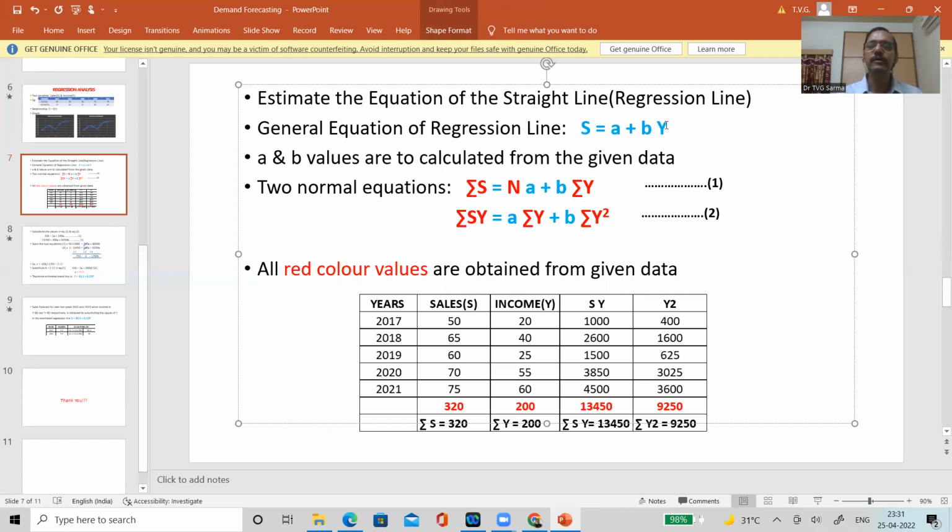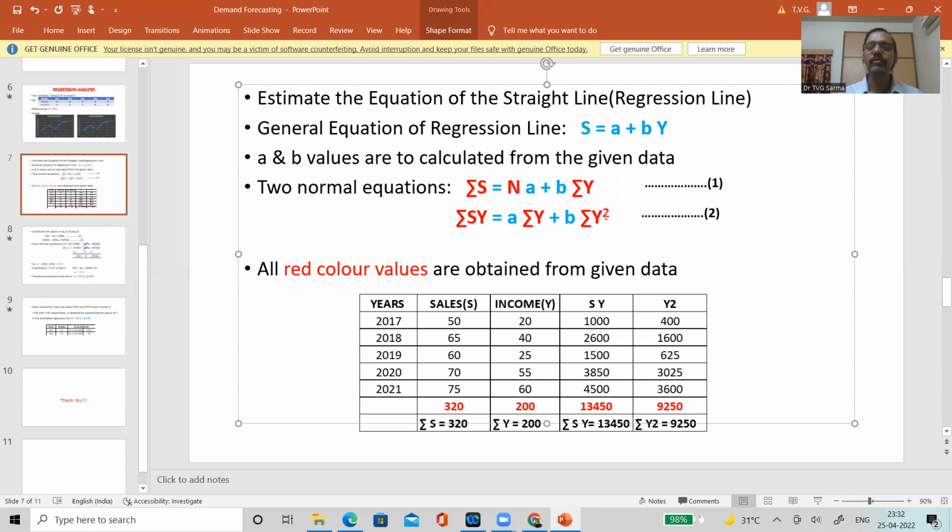Now this has been replaced. Earlier it was T, now it is Y. The pattern of the equation is the same. And here again we get the values of A and B from the given data of sales and income. Then the two normal equations become: summation S is equal to NA plus B summation Y. Earlier it was B summation T. Now we multiply this by Y. So summation S into Y is equal to A summation Y, earlier it was T, plus B summation Y square, earlier it was T square.